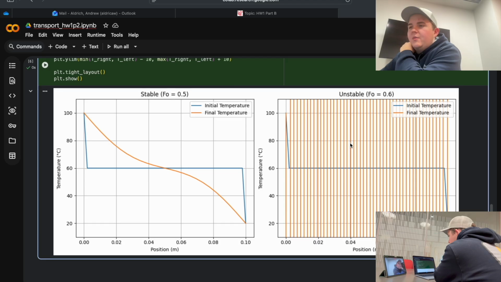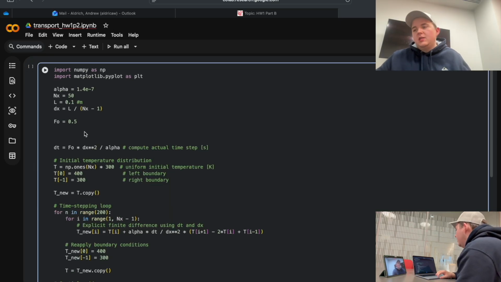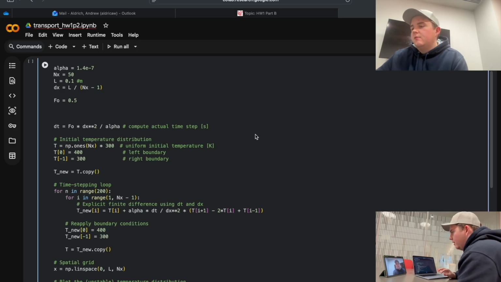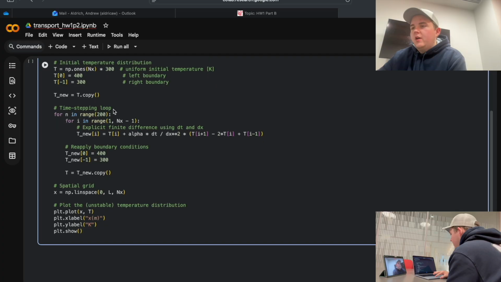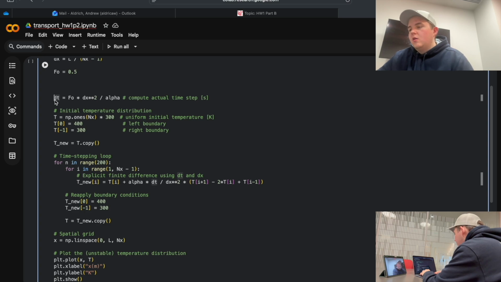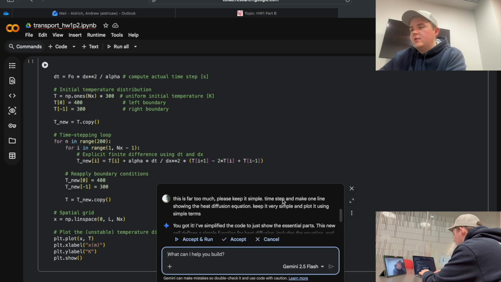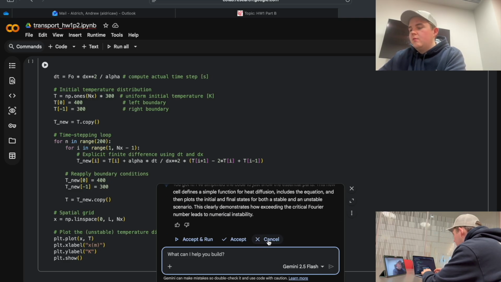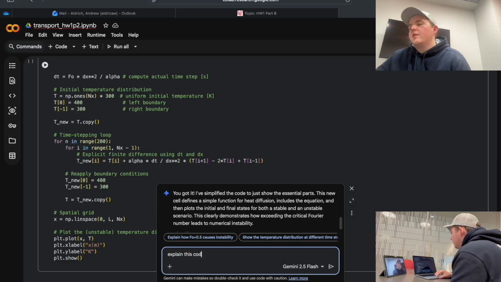Let me talk to Gemini, or maybe ChatGPT, and see if I can come back with better code. Alright, so I talked to ChatGPT and it did a better job than anything that Gemini was giving out. So everything down here was coded using ChatGPT. Now I can use Gemini and just say, explain this code.